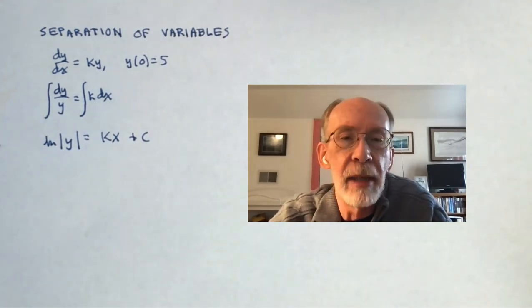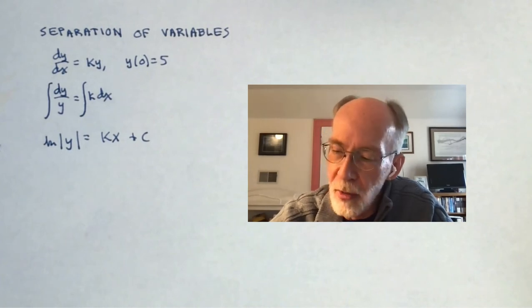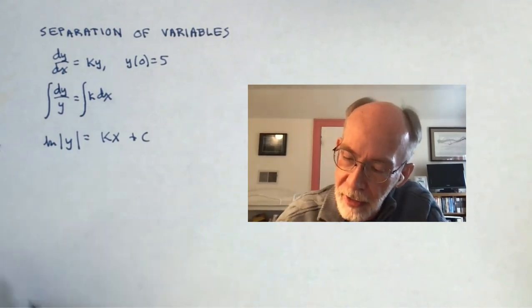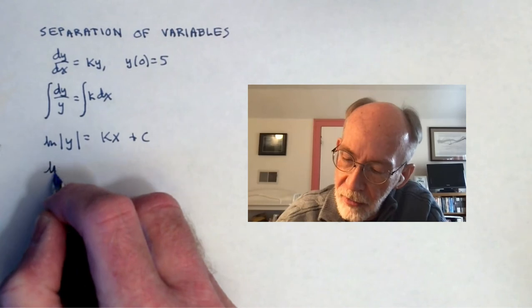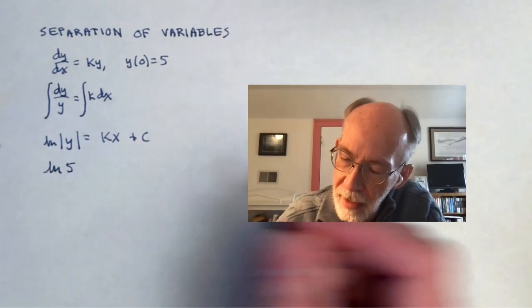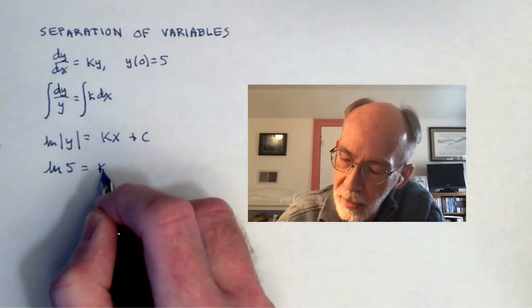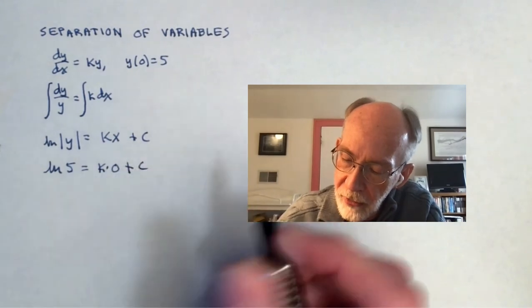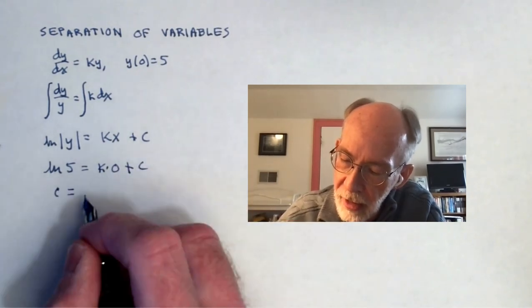Now it's time to think about our initial condition. So y of 0 was 5, which means the natural log of absolute 5, also known as 5, is k times 0 plus the constant, which means the constant is the natural log of 5.